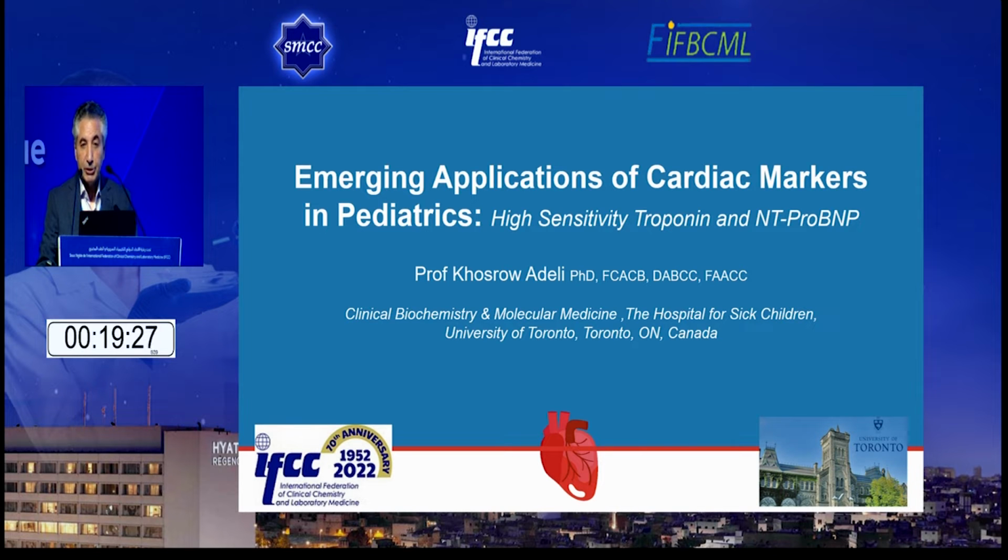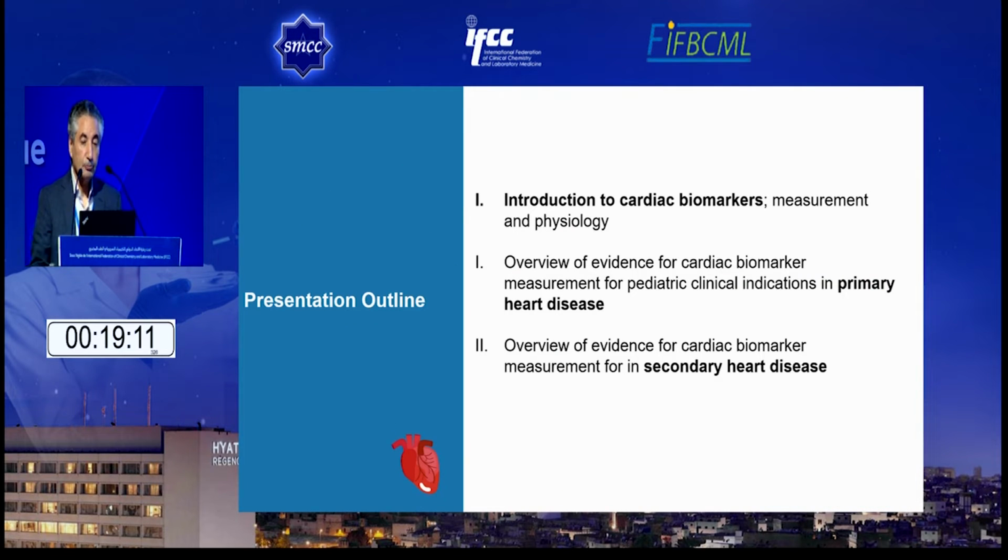This lecture is based on a review article we wrote in Clinical Chemistry. It was published last year, focusing on cardiac marker applications in pediatrics. So today I'm going to give an overview of cardiac markers. I'm sure you're very familiar.